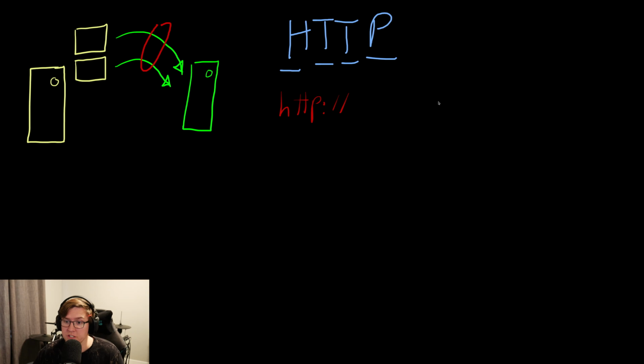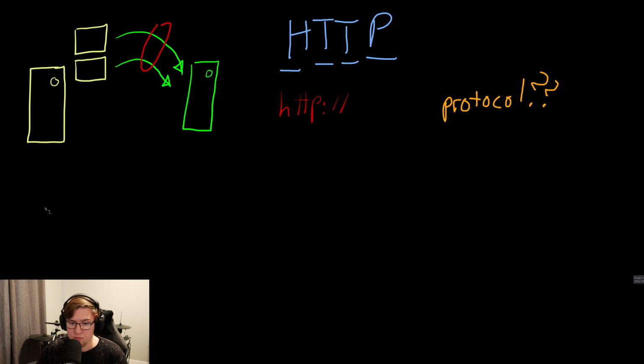So I've used this word protocol a couple of times, and you may be wondering, what the heck is a protocol? Sounds like a really complex thing. It's actually not. Protocols are very simple. Let's jump right into what we mean when we say protocol.